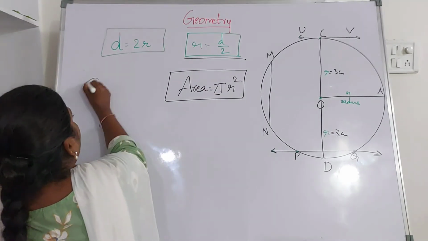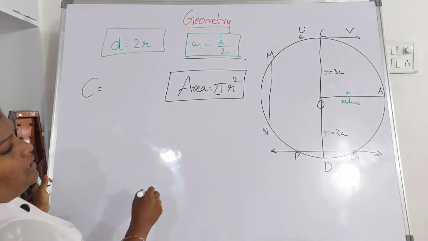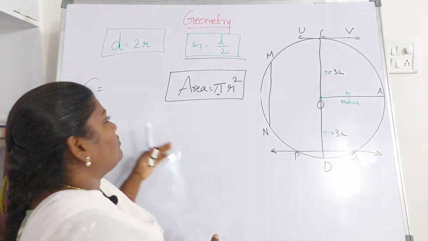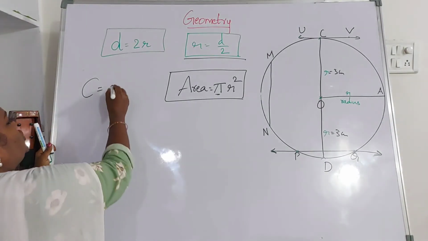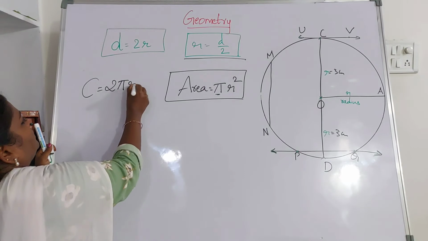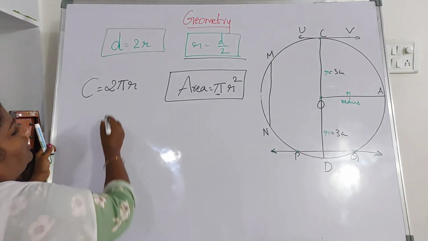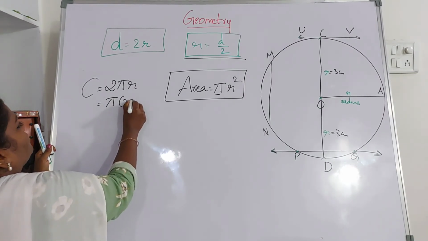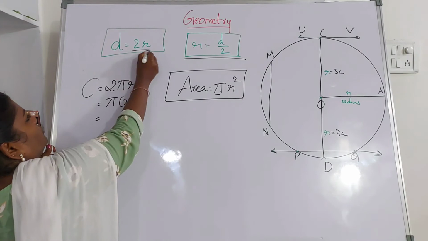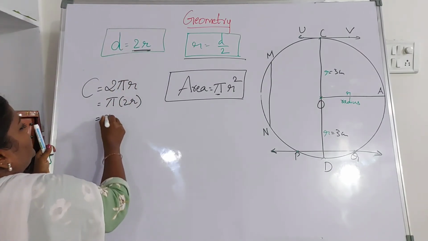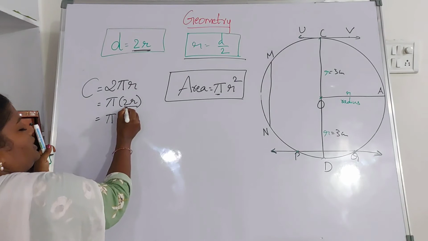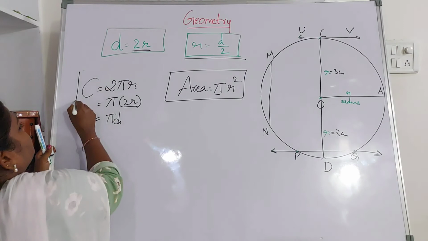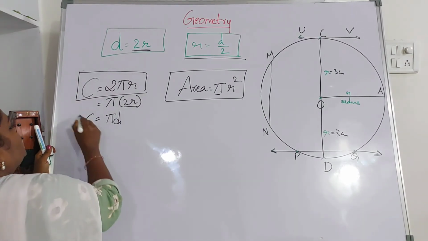And circumference. Circumference is nothing but outer length. So if it is a rectangle or a triangle, we are going to add up all the sides and find out. Now what about this? Now here 2 pi r. This can also be written as pi into 2r. Now you all know that 2r is equal to d. So in place of 2r I can write d. So there are two formulas, that is C is equal to 2 pi r and C is equal to pi d.